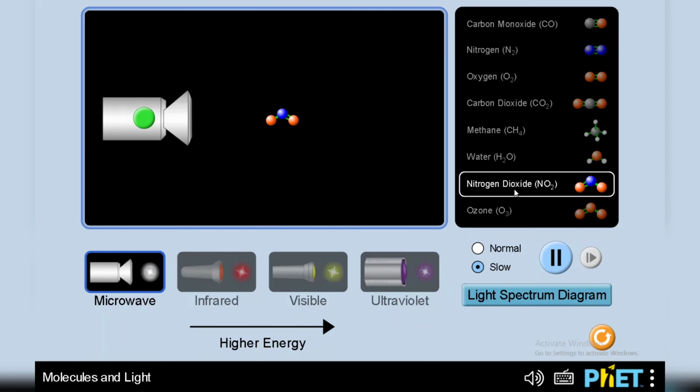Now, let us pass microwave on a molecule and see what happens. Are you excited? Let us go for it. Now, I am switching on the radiation source. The microwave is now passing through the nitrogen dioxide molecule. You can see the molecule obviously gets rotated.